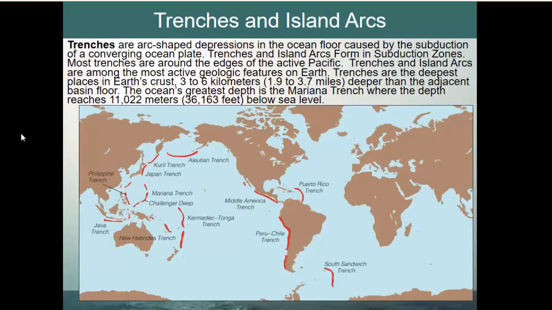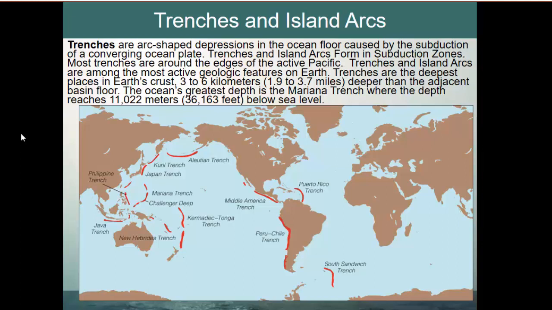All right, the other thing that tectonics does is where we have converging plates, whether it's oceanic and oceanic and continental, those two converging plates are going to create trenches. Trenches are arc-shaped depressions in the ocean floor caused by the subduction of converging ocean plates. Trenches and their associated island arcs form in subduction zones. Most trenches are around the edges of the active Pacific, and the trenches in the island arcs are among the most active geologic features on Earth.